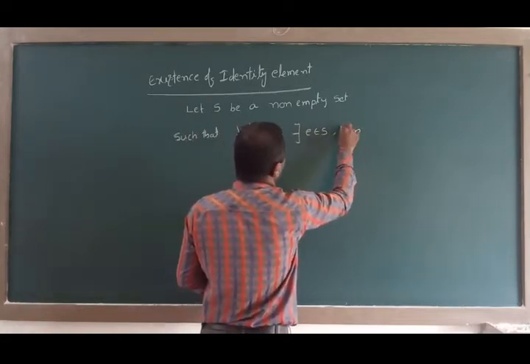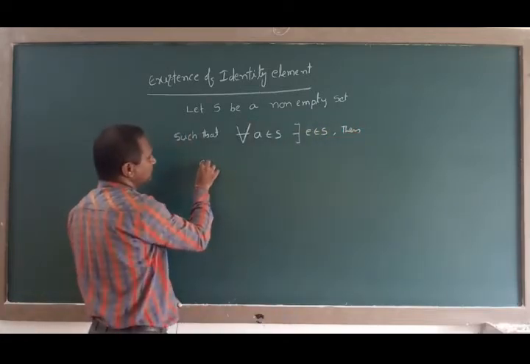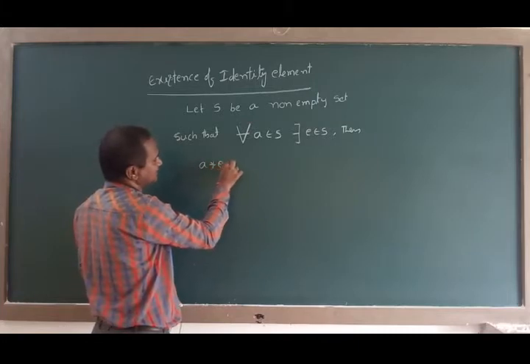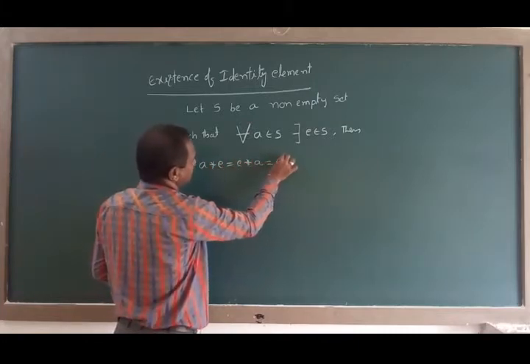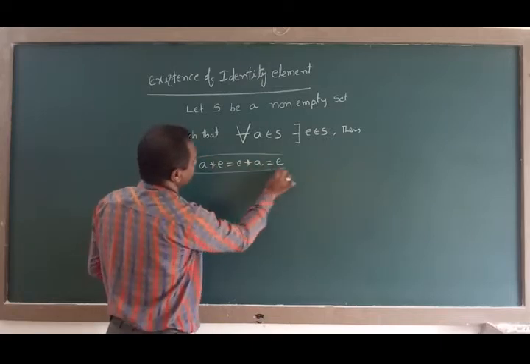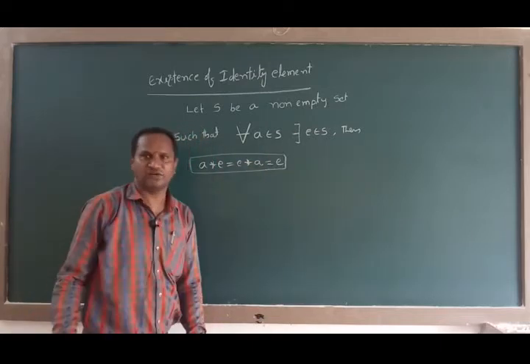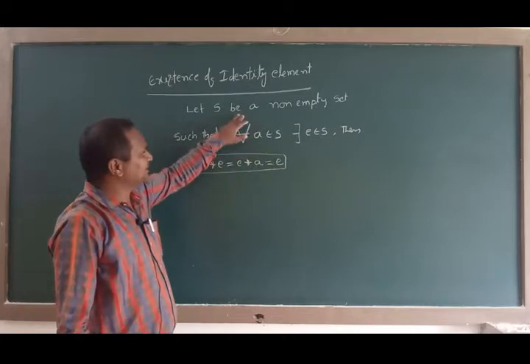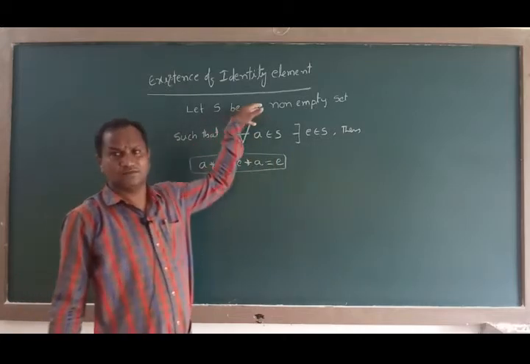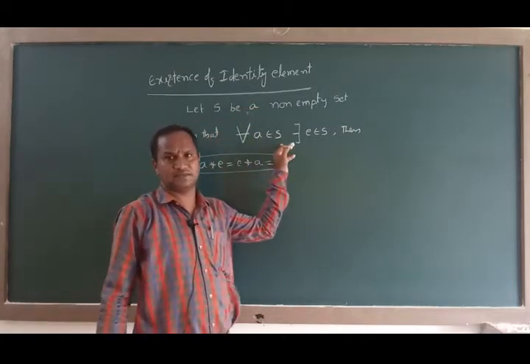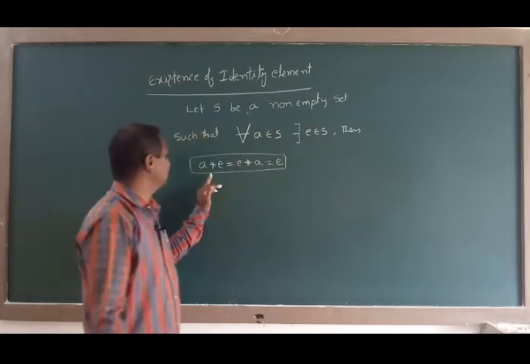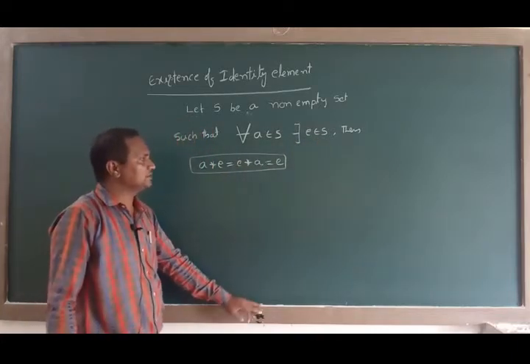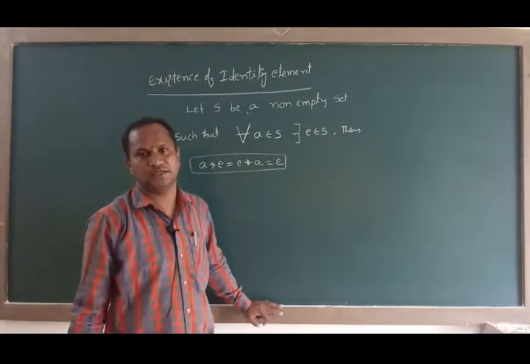then definitely this formula will be satisfied: a star e is equal to e star a is equal to a. This is the identity formula. Inside you can take any elements. For all a belongs to capital S, there exists e belongs to S, such that a star e is equal to e star a is equal to a.